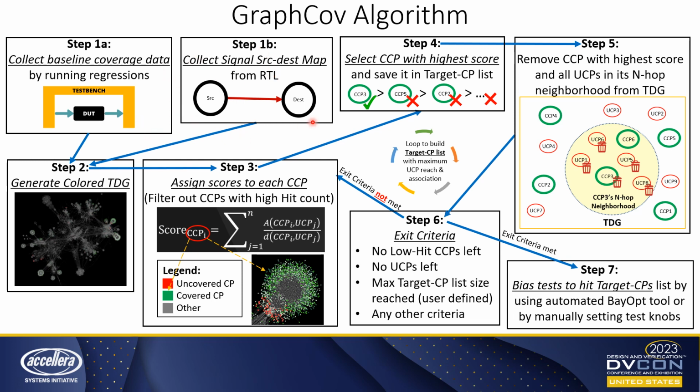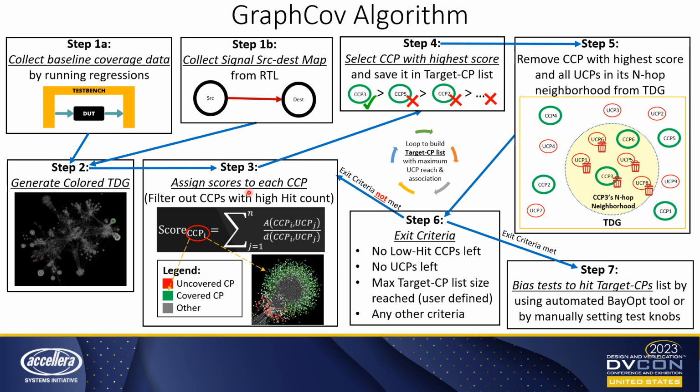Next, we use the NPI commands provided as a part of the Verdi package to parse the RTL and create the signal source destination map. This has information about which signal is being driven by which other signals and so on. Once these two steps are done, we combine the information from them to generate what we call a colored trace driver graph. We showed one example of this trace driver graph in a previous slide.